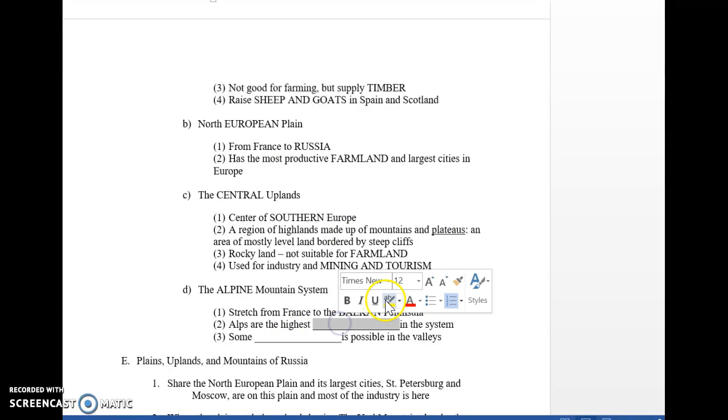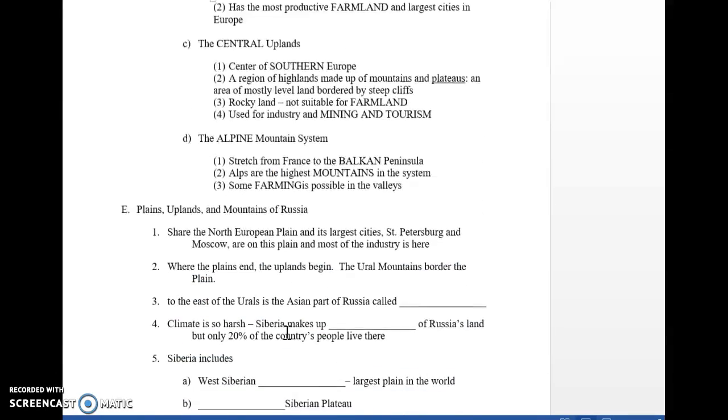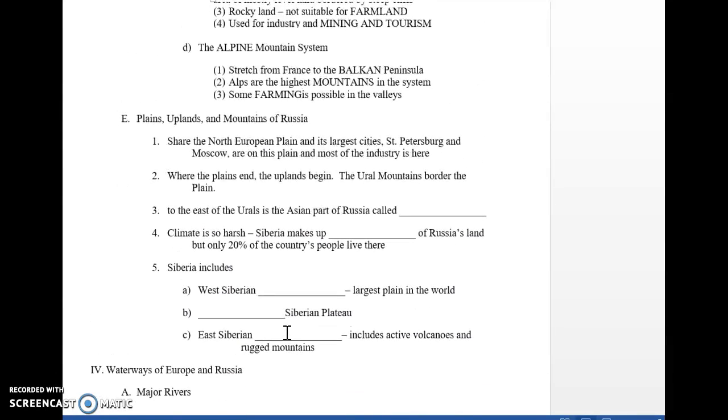Alps are the highest mountains in the system. And then some farming is possible down in the valleys. We will end here because I'm going to run out of time. And we'll continue this when we do the waterways.